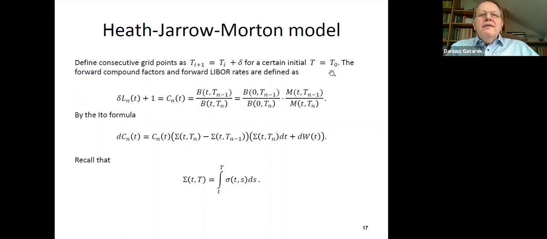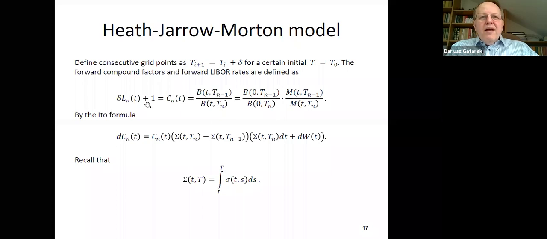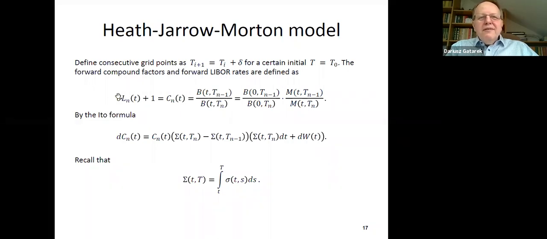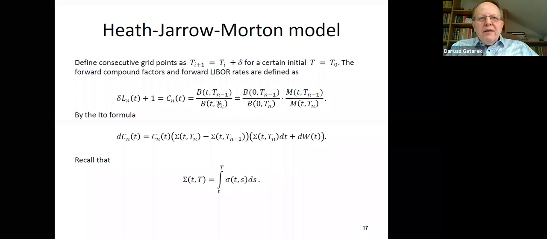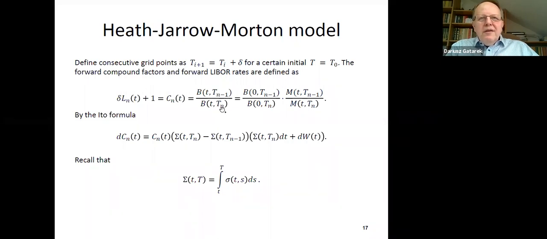And again, based on that, forward LIBOR rates defined that way, that forward LIBOR rate are multiplied by the, so annual, it's called annualized, multiplied by the its length, or the discounting period, or maybe compounding period, is just B, so zero coupon price at time t_{n-1} over zero coupon bond price over t_n.